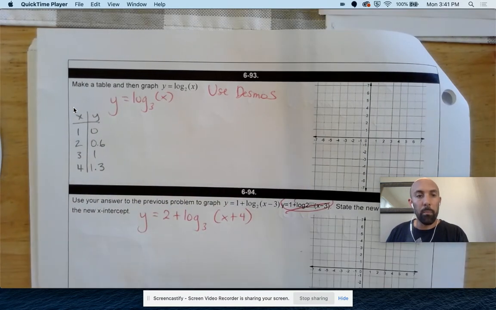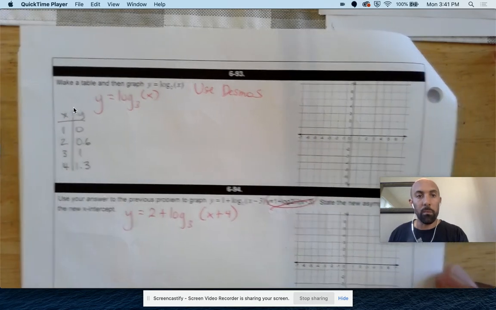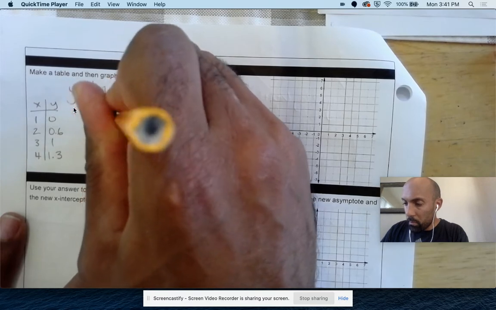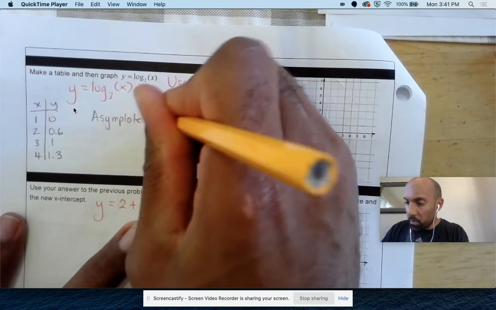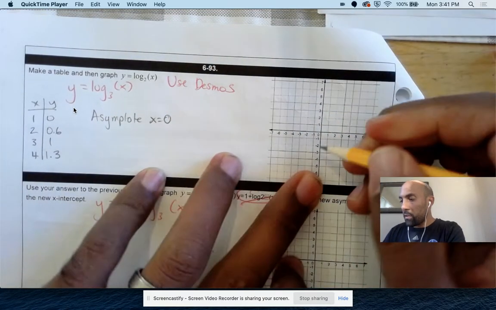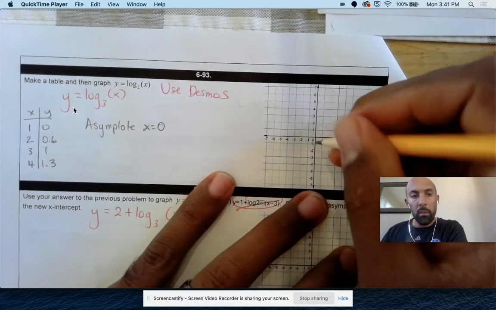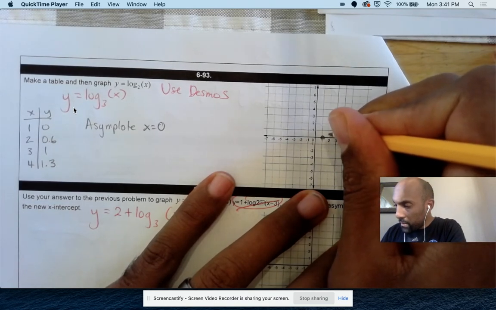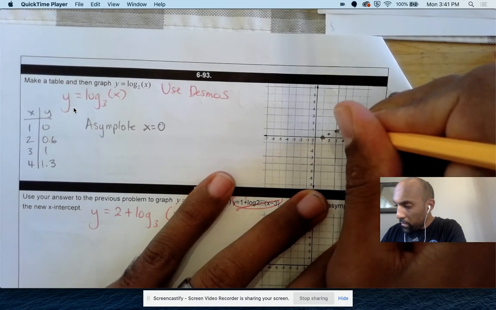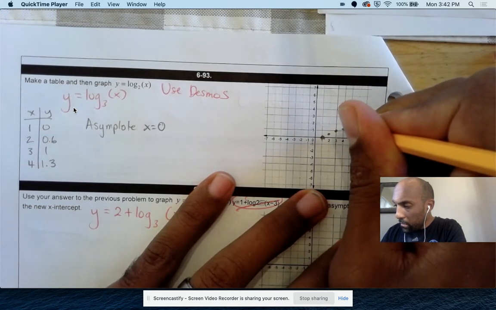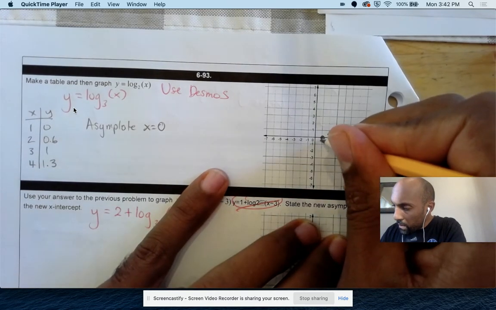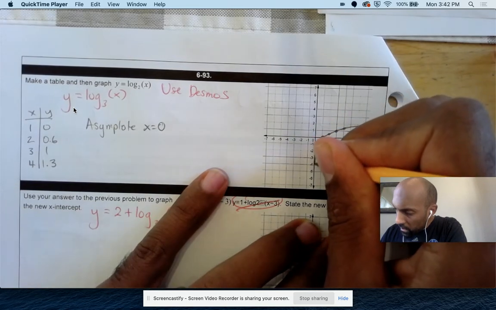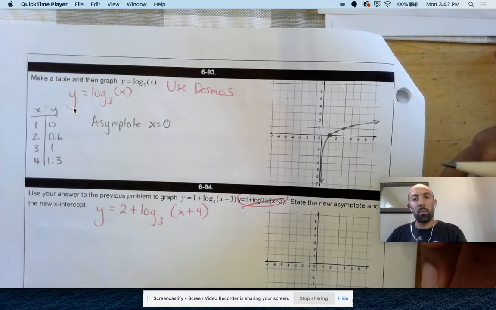All right, so I want to graph that basically over here. Let's make a table and graph it. So now remember, the asymptote is going to be x equals 0 for all these log functions, unless you change the h value. Okay, so we have 1, 0, still goes through that point. 2, 0.6, right there. 3, 1, and 4, 1.3. So about there. Okay, and so this kind of goes off in this direction, and then gets really close to the y-axis, but doesn't quite touch.